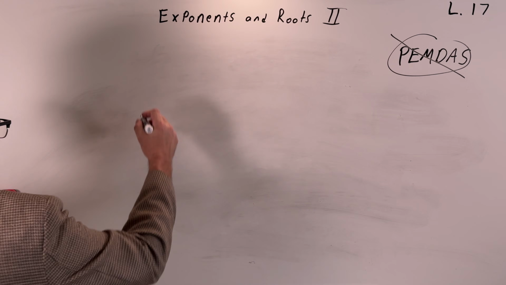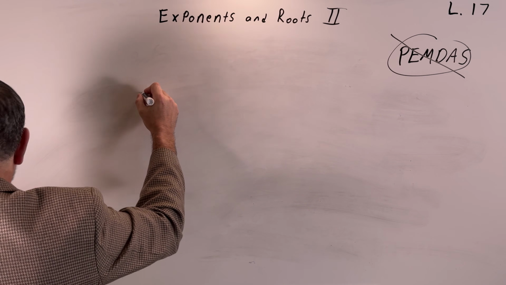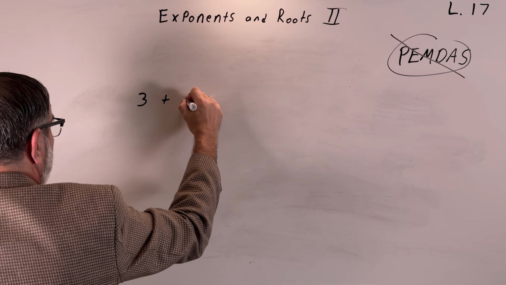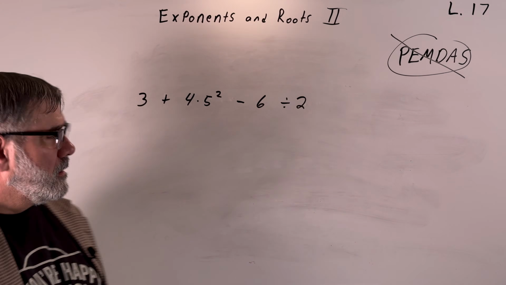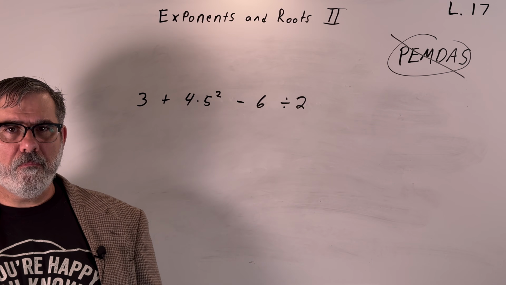Let's look at, as just a final problem, let's consider without the parentheses, 3 plus 4 times 5 squared minus 6 divided by 2. So go ahead and try that one at home. Come back when you have your answer.